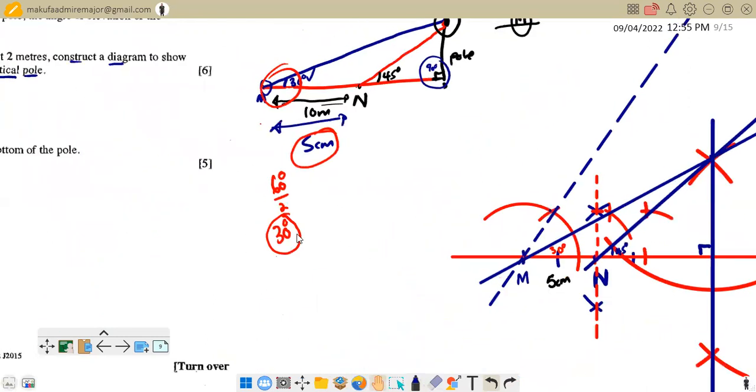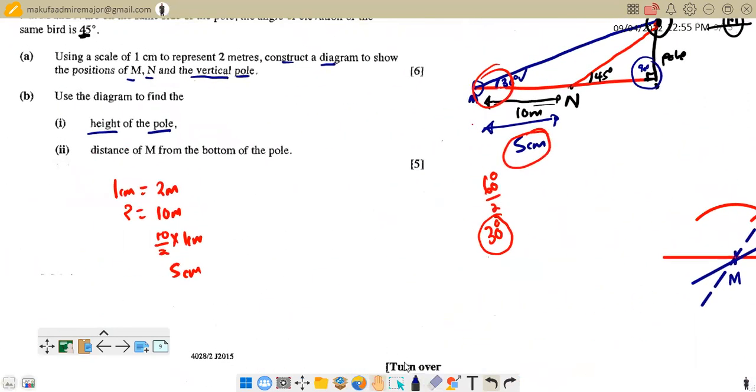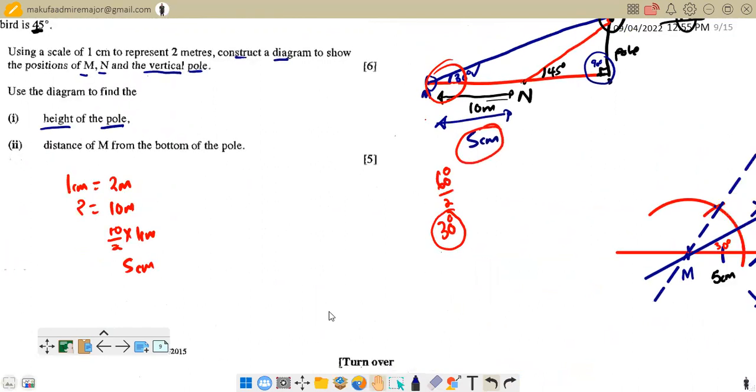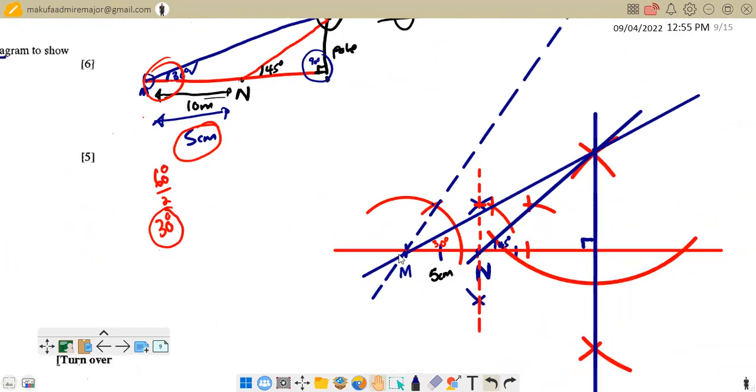All right, then we move on here. The distance m from the bottom of the pole. So we need the distance of m from the bottom of the pole. So where is our m from the bottom? This is our m here. So you measure from m to the bottom, which is at this point. So that is what you're going to do. From your point m here to this point here, you measure the distance, then again you multiply by 2.